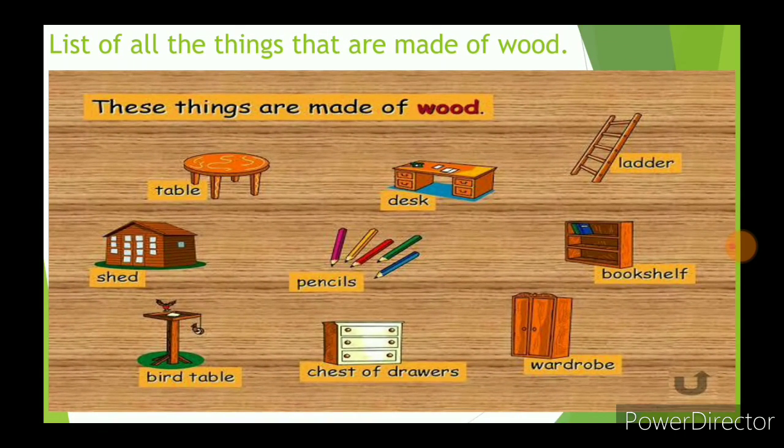List of all the things that are made up of wood. There are few things mentioned here such as table, desk, ladder, shade, pencils, bookshelf, bird table, chest of drawers, wardrobe, cupboards, chair and many more. There are a lot of things which can be made up of wood.